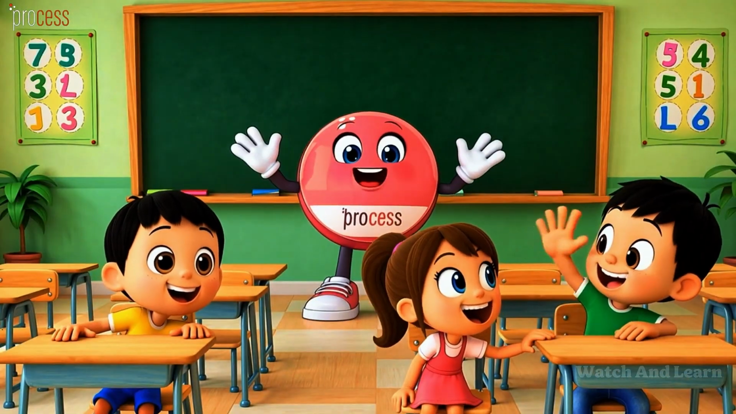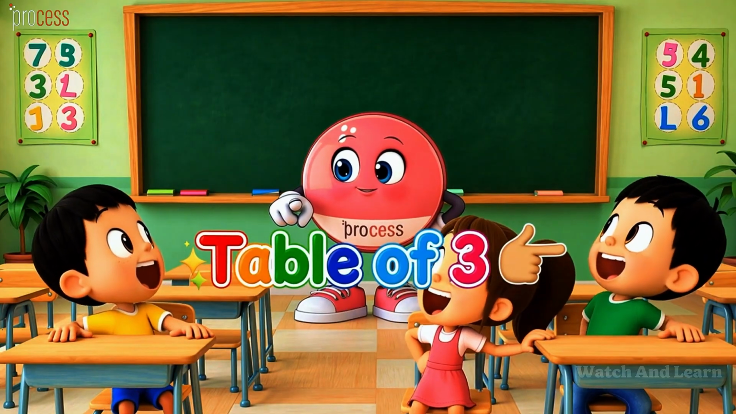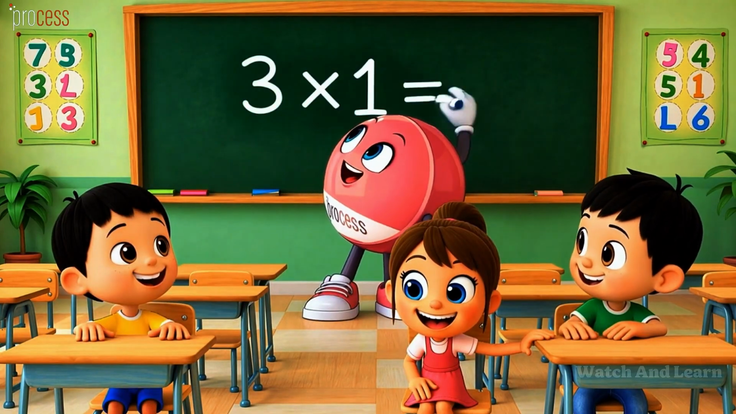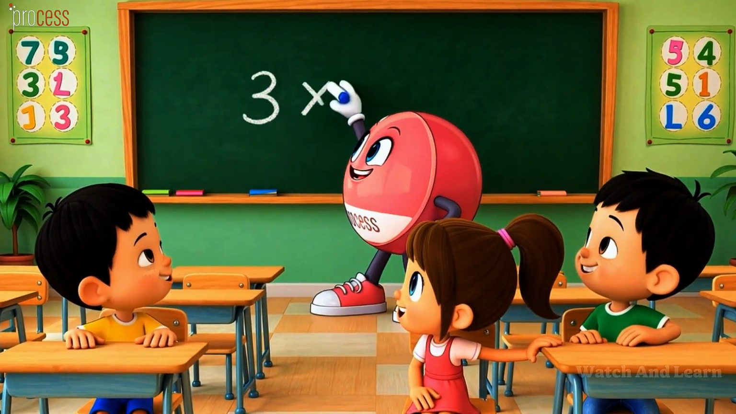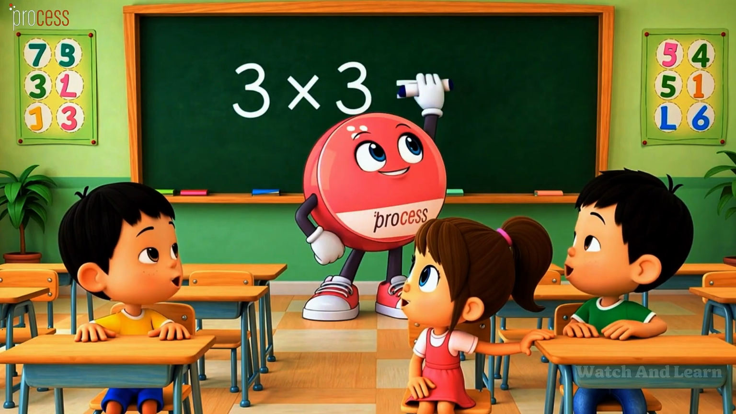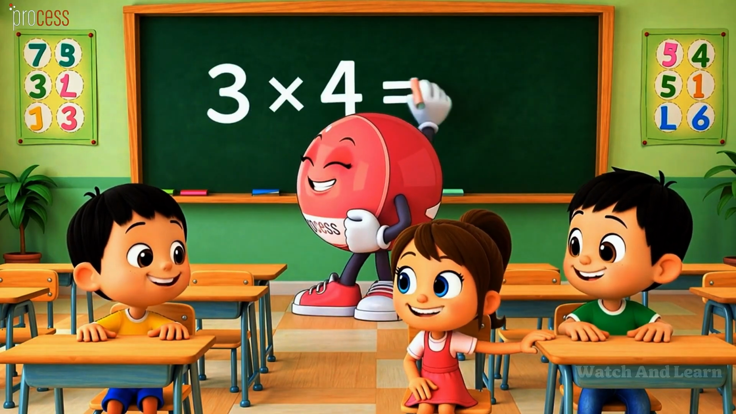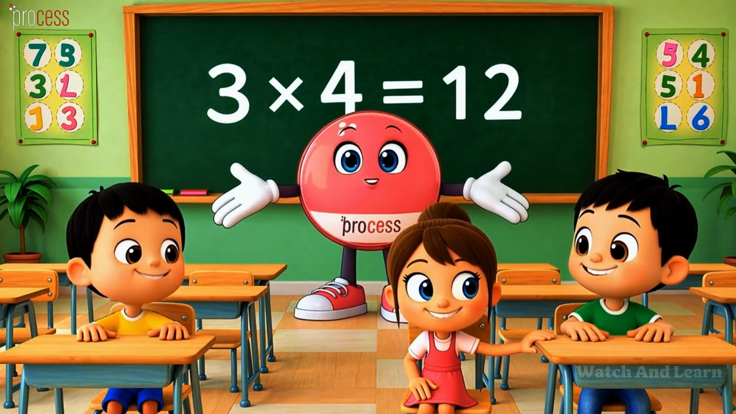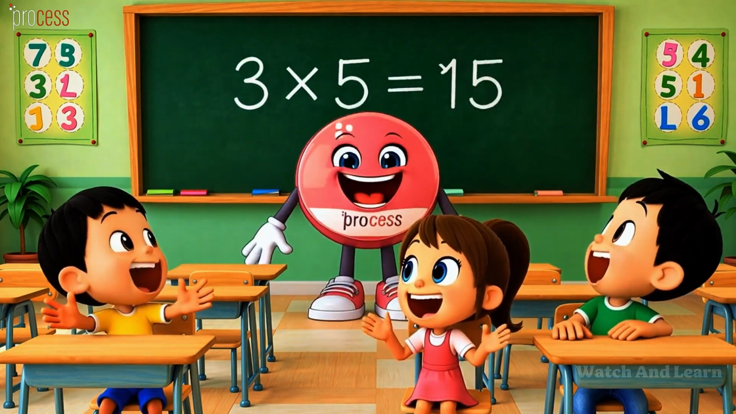Hello kids, now we are learning the table of 3. Are you ready, kids? Yes. 3 ones are 3. 3 twos are 6. 3 threes are 9. 3 fours are 12. 3 fives are 15. Very good.